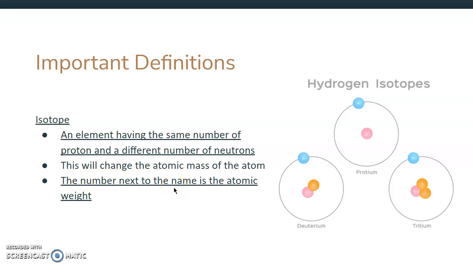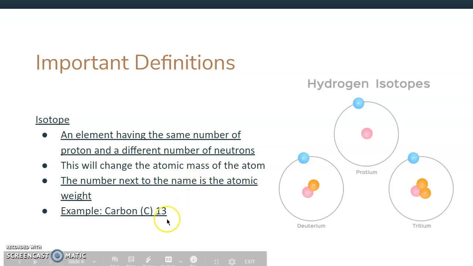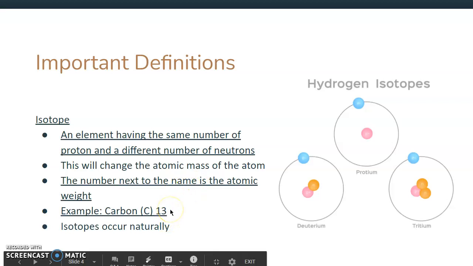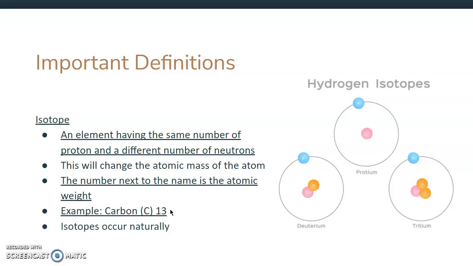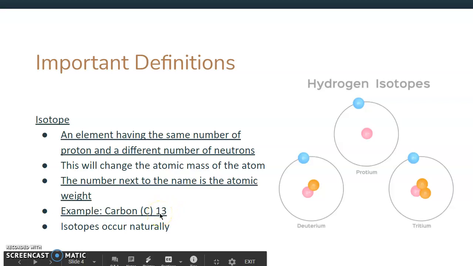Before, we learned that we use our periodic table, the symbols and atomic weight from that, to be able to calculate things, but this time we're going to use the number next to the element's name. For example, carbon 13. Normally carbon has a weight of 12, but carbon 13 is an isotope. We write 13 next to it because our periodic table would tell us that the weight is only 12. Isotopes occur very naturally.